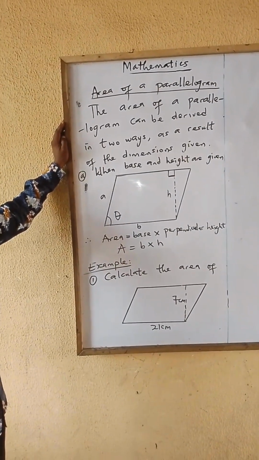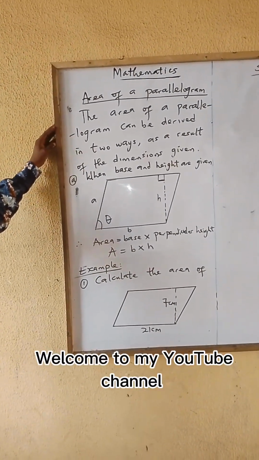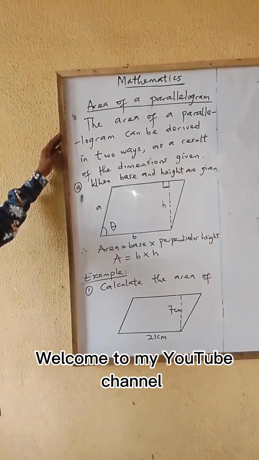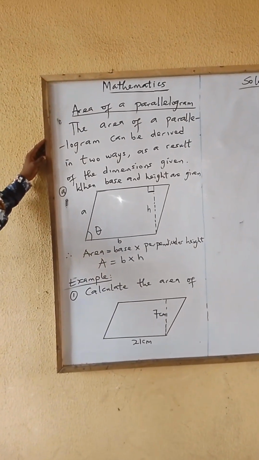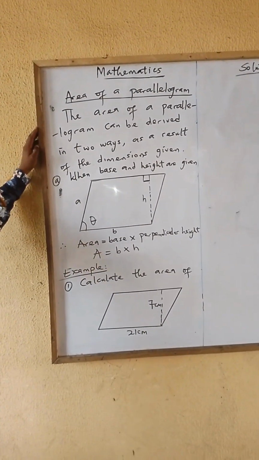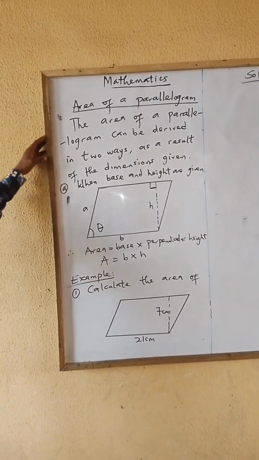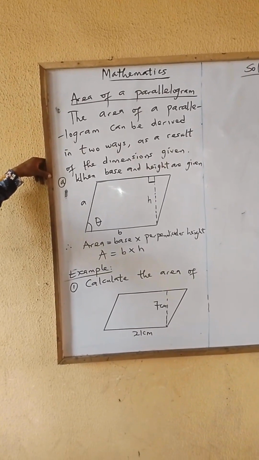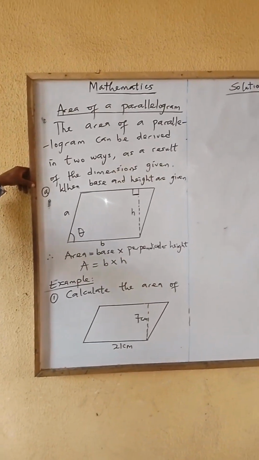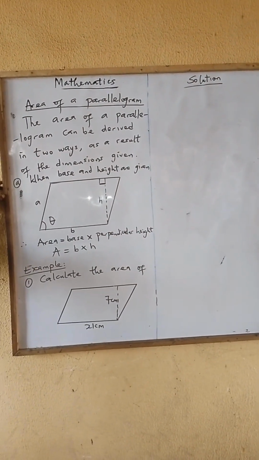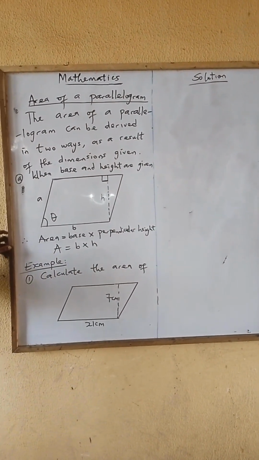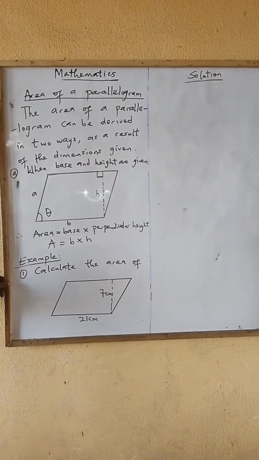Today we are going to consider area of a parallelogram as a topic. Area of a parallelogram can be derived in two ways based on the dimensions given. So the first aspect, when base and the perpendicular height are given, the area will be base times perpendicular height. Let's solve this question.